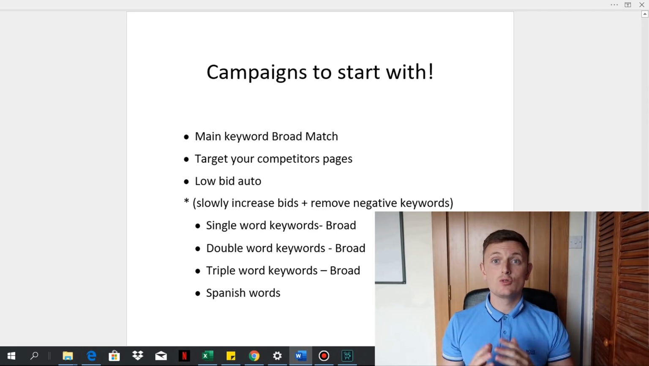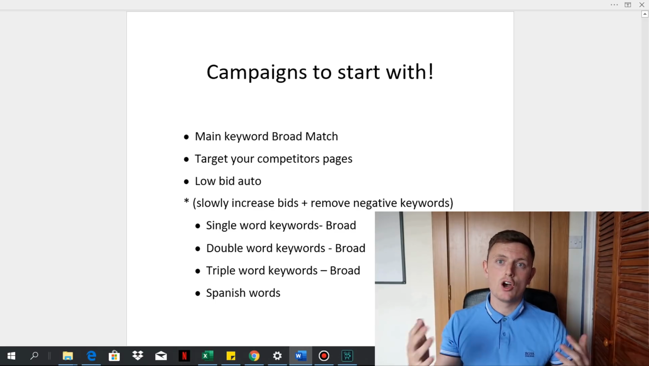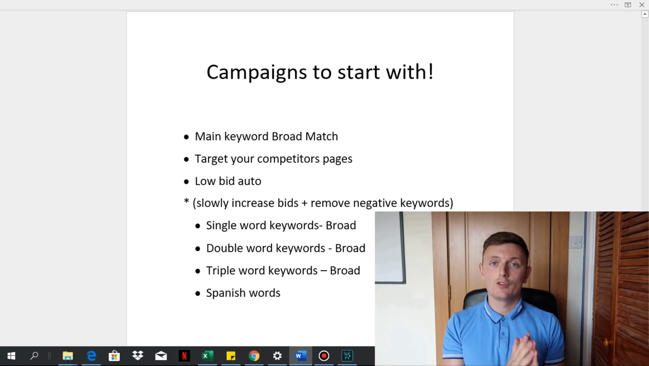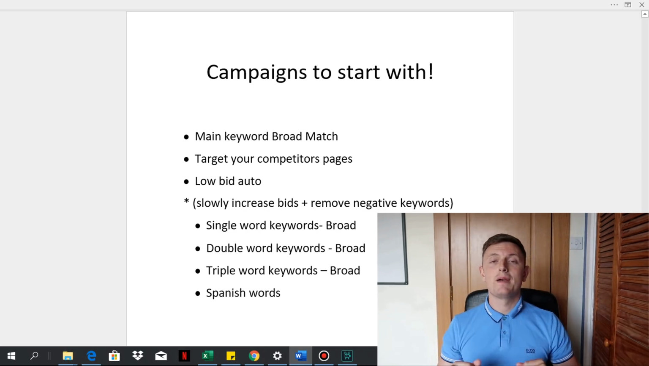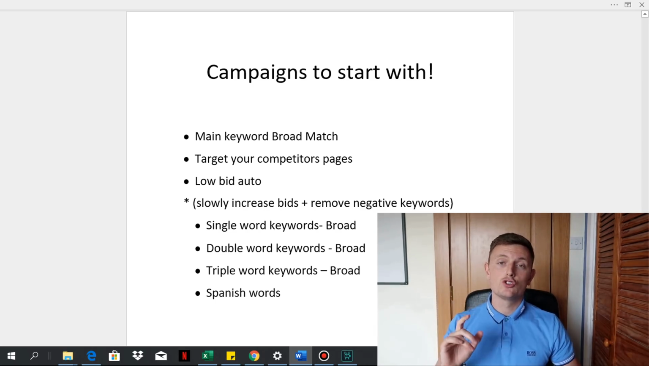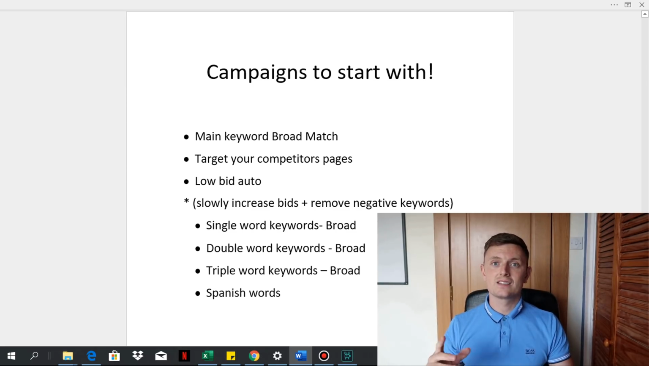You can do it the opposite way. You can start high and then bring it down low, but I would recommend, if you're only starting, to start low and then bring it up higher. There are also some other campaigns we can do, like single word keywords, double word keywords, and triple word keywords. These are little hacks that people aren't doing and they do produce good results. Just leave them at a low bid and let them run over time.